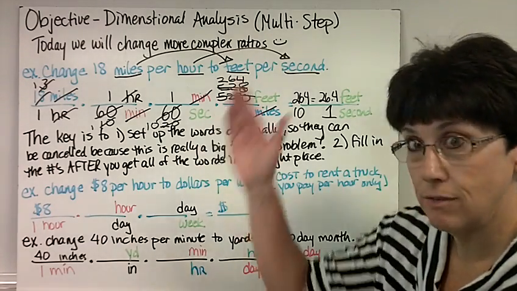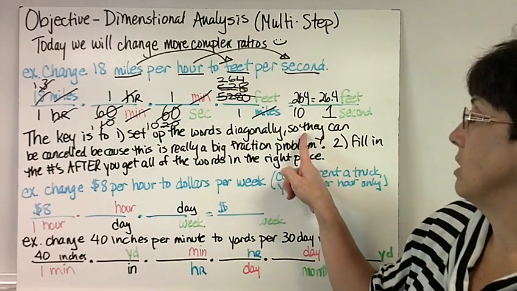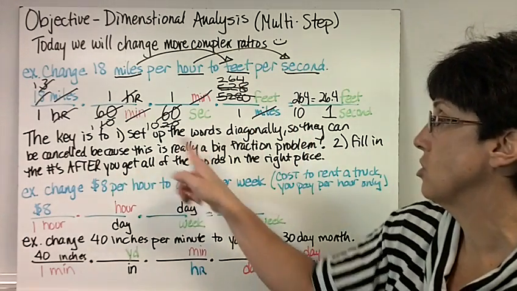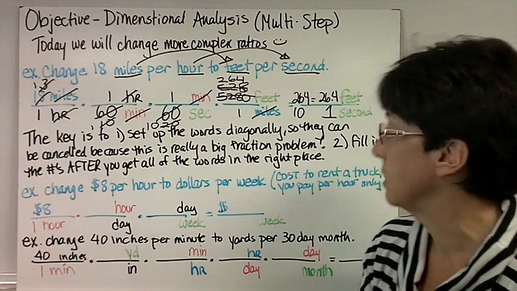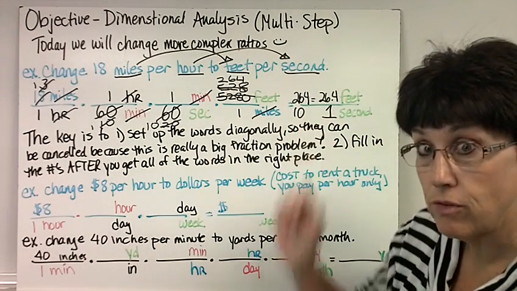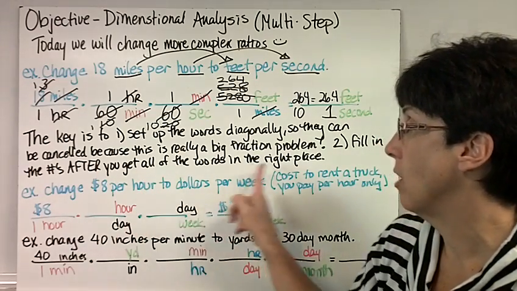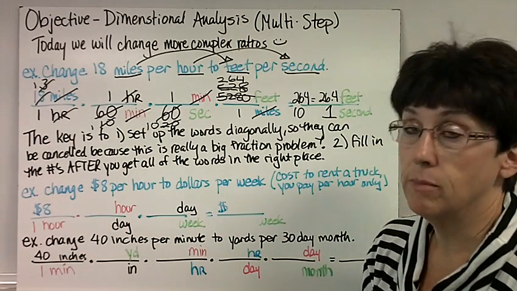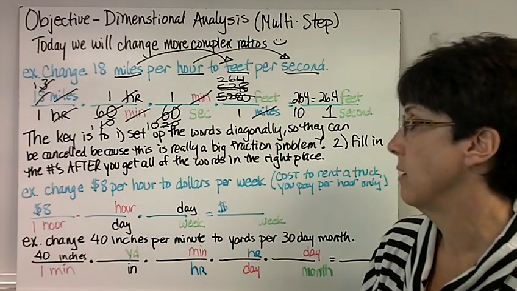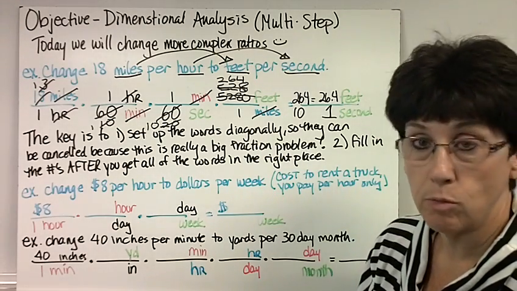It'll make your life so easy if you just will do this. And we want to do this so they can be canceled, because this is just a really big fraction problem like we had in the last chapter, where you simplify first before you multiply. Then fill in the numbers after you get all the words in the right place. Otherwise, you're going to make mistakes. So please do it this way. It's the best way. Let's do a couple more.